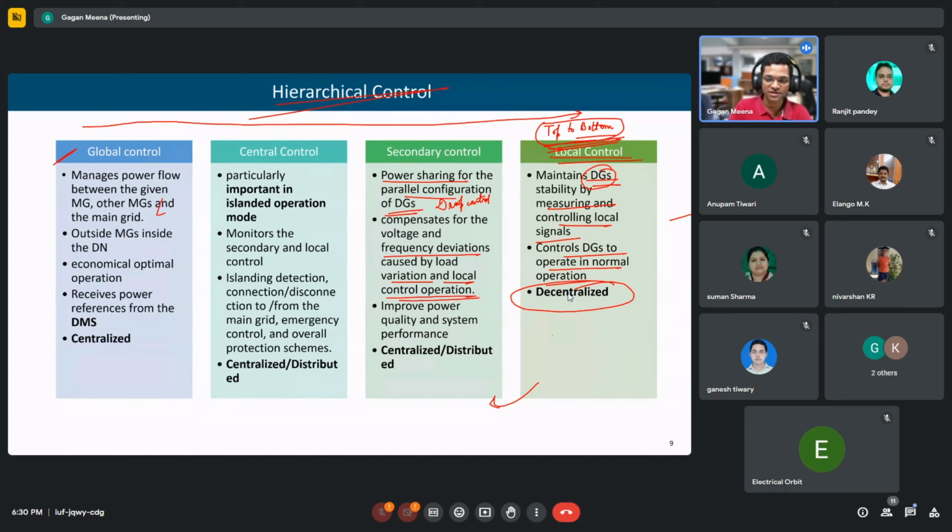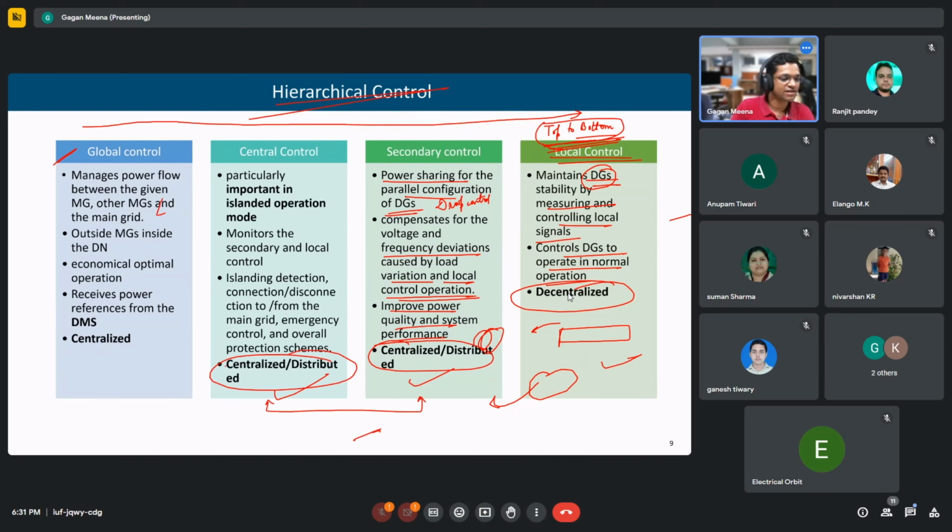So if this is trying to achieve something and it is not able to do that properly, then this secondary control will take over. It will do the rest. You can say this is a coarse control and this will do a fine tuning. So it improves the power quality and system performance, and this can be centralized or distributed. These two schemes, the central and secondary control, can be centralized or distributed. This is always decentralized and this is always centralized.